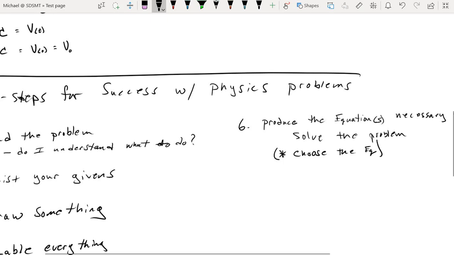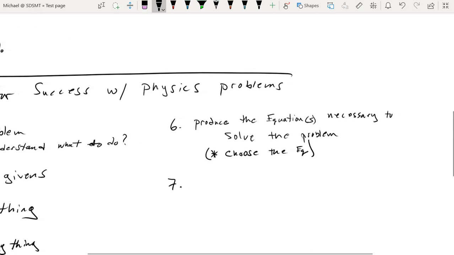But we haven't produced every equation possible yet. There are still going to be more situations out there with our physics problems that may require us to produce a different equation, one that is not currently on the list. And so step 7, once you've chosen the necessary equation to solve the problem, do yourself a favor and rearrange the equation to solve for the needed value.